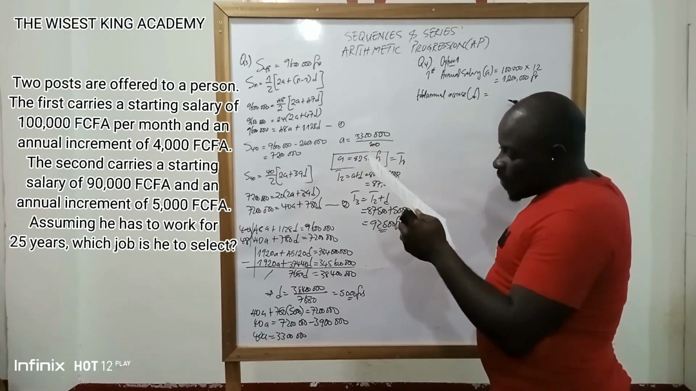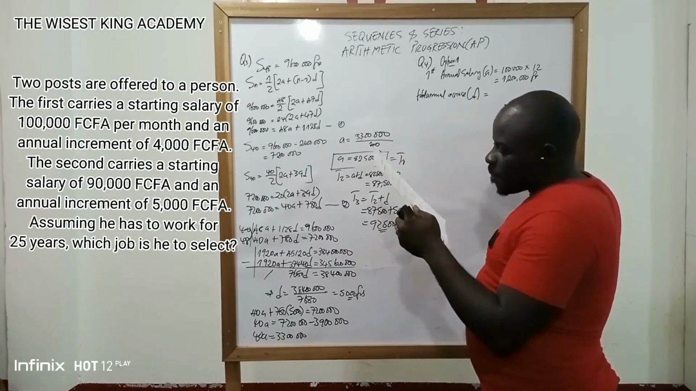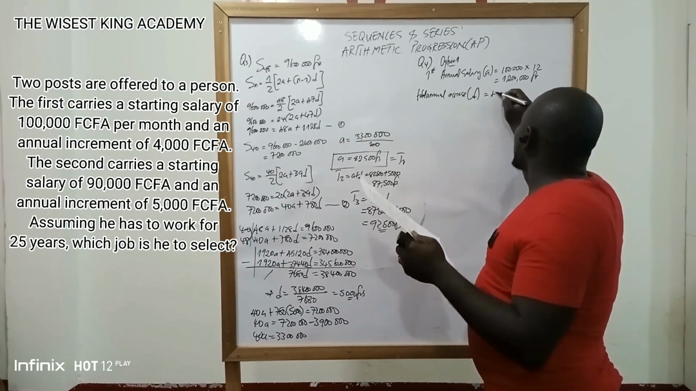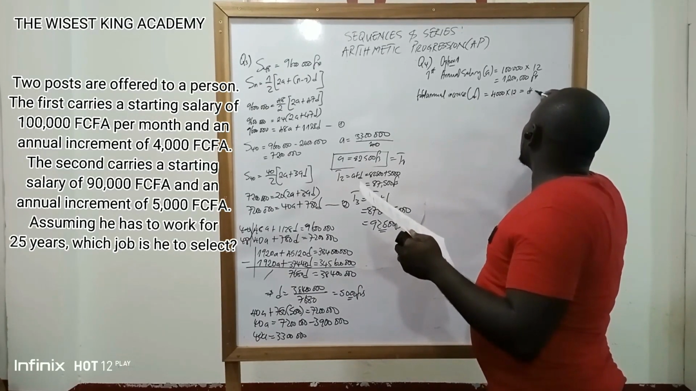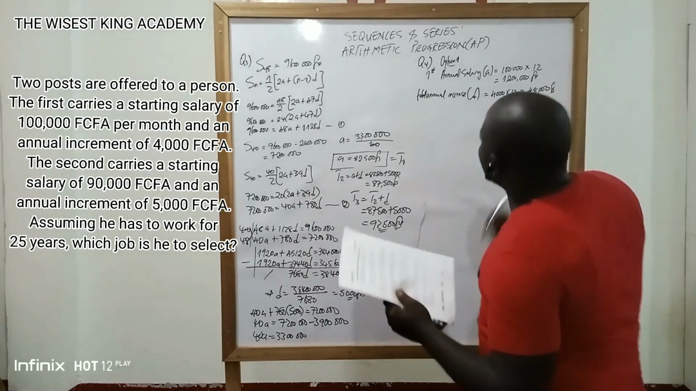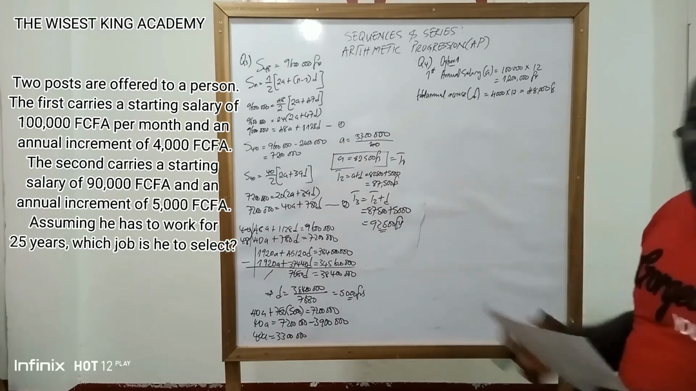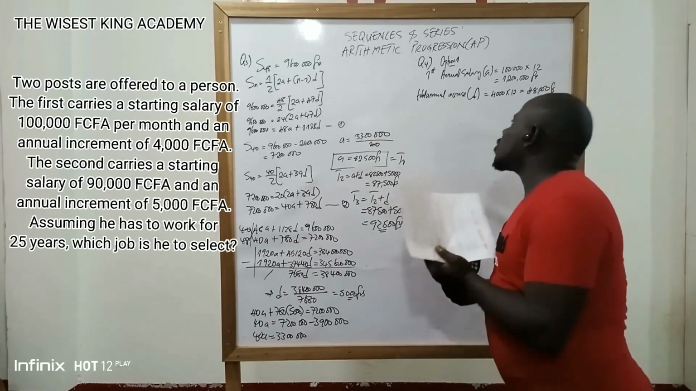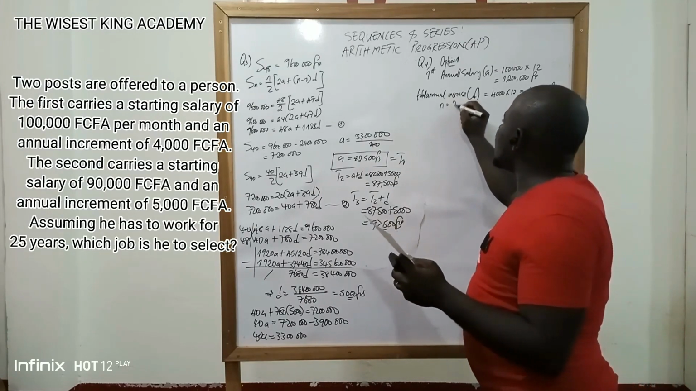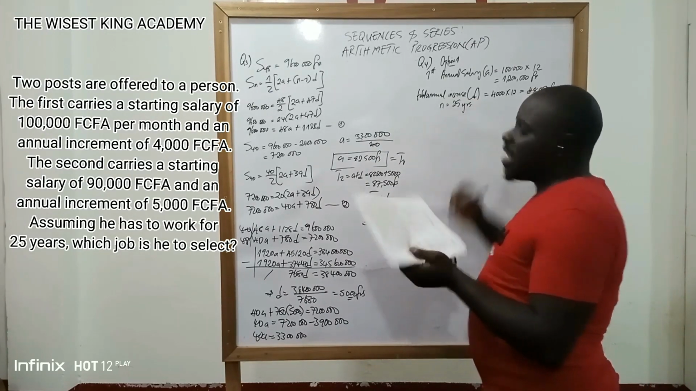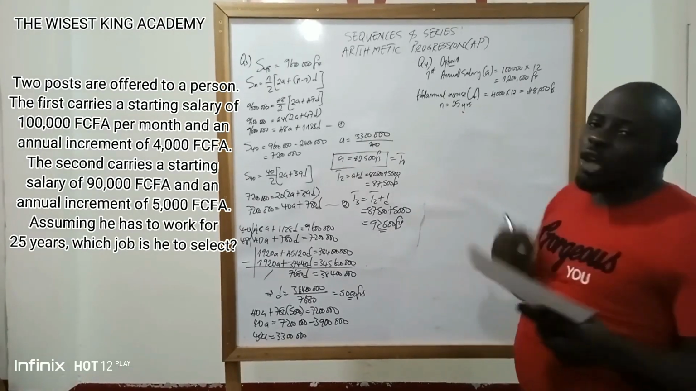He will be added, for the first option, 4,000. So 4,000 times 12, which will give 48,000 francs every year. That's what will be added to his salary every year. Now that's the first option. Now, if he's worked for 25 years, so N is equal to 25, which option should he choose?